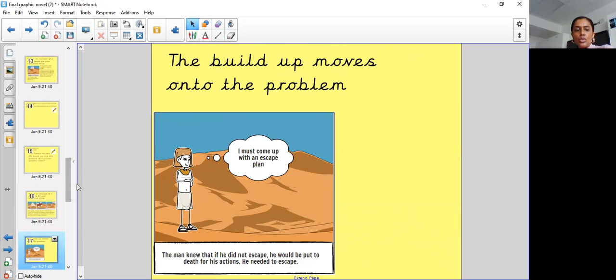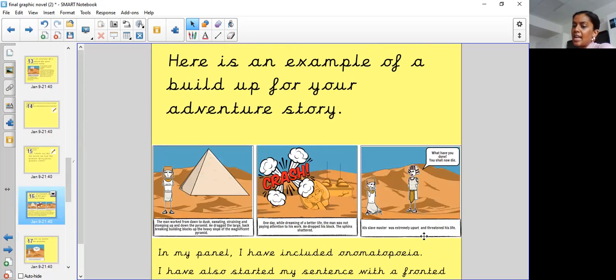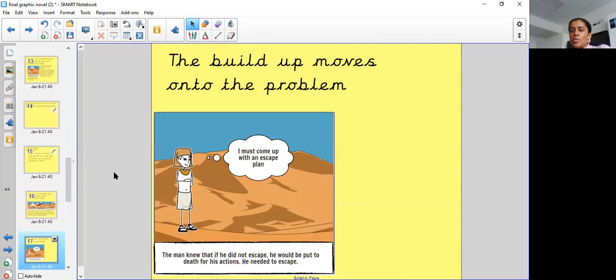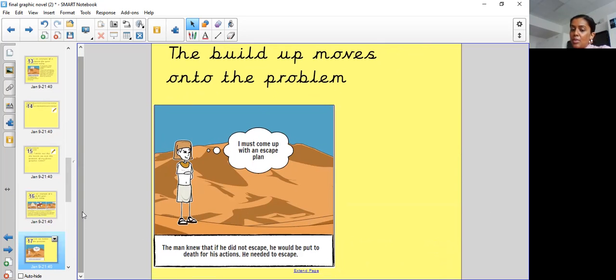So after the build-up of the story, we move into a problem. Now we know that the Sphinx has now smashed. And the last thing that we know that's building up to our problem is that his slave master was extremely upset and threatened his life. So let's see what the problem might be. The man knew that if he did not escape, he would be put to death for his actions. He needed to escape. And then you can see a picture of him and the thought bubble coming out of his head, which says, I must come up with an escape plan. So he's thinking what he needs to do.